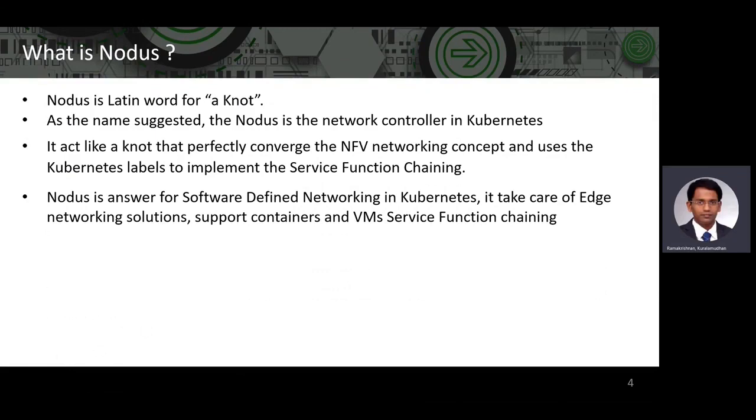And Nodus is a network controller in Kubernetes. In the Kubernetes world, we use labels, starting from the replication controller to the services to the network policies. Why can't we use the Kubernetes labels for networking as well? Nodus helps us to answer software defined networking in Kubernetes, and it also takes care of edge networking, and it supports both containers and VM network chaining as well.